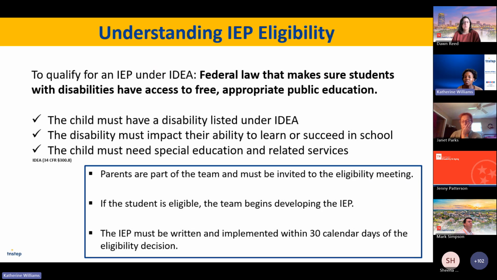And then the child must need special education and related services in order to help them progress and meet those needs at school. And it's important to remember, parents, you are part of the IEP team. So when I say the team makes those eligibility determinations, your input and your advocacy is very important at those meetings. And then if the child is eligible, the team will begin developing the IEP, and the IEP must be written and implemented within 30 calendar days of the eligibility decision.